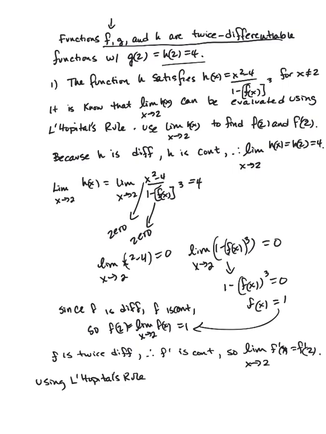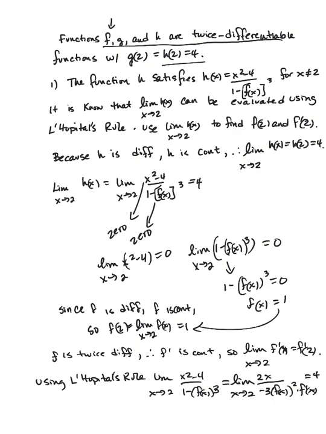Using L'Hopital's rule, the limit as x approaches 2 of x squared minus 4 over 1 minus f of x cubed. You get the derivatives, the limit as x approaches 2 of 2x over, use the power rule here, bring down the 3, right? Subtract off 1, then use the chain rule. Okay, this has to equal 4, right? This whole thing has to equal 4.